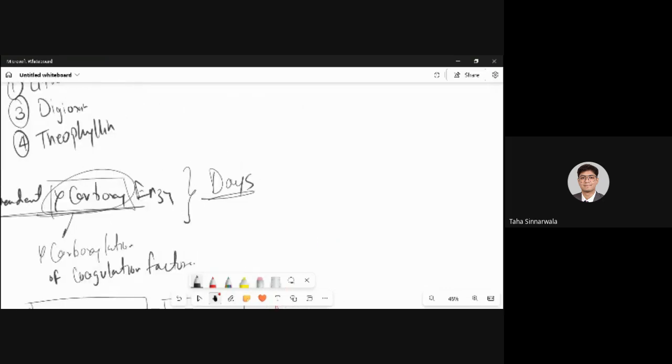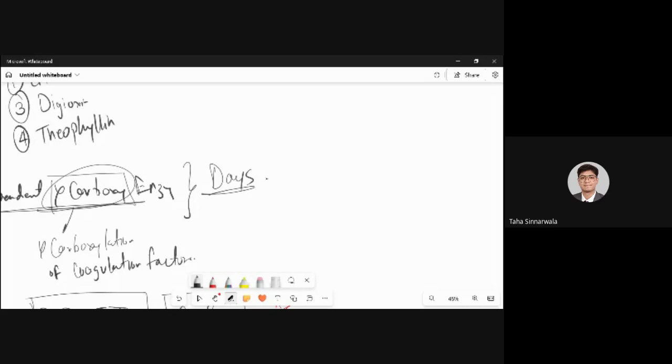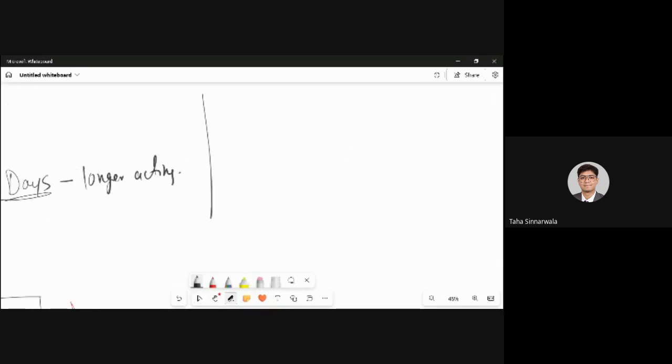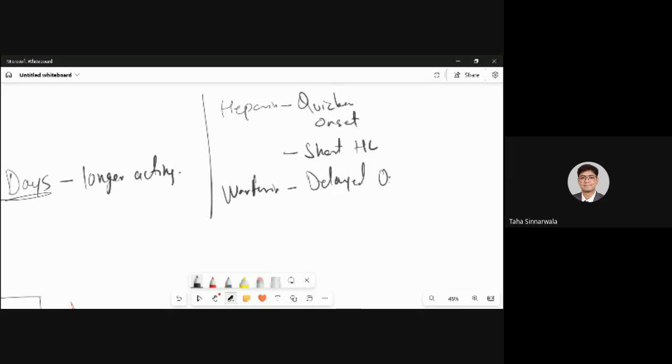So compared to heparin, warfarin is longer acting. If we were to make a small distinction here, we would say that heparin has a quicker onset and a short half-life. On the other hand, warfarin has a delayed onset but a much longer half-life. So this is an important point.